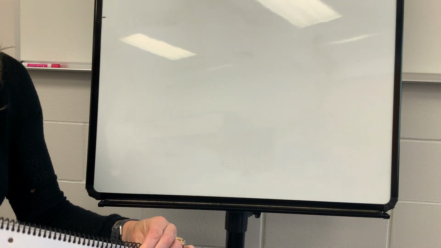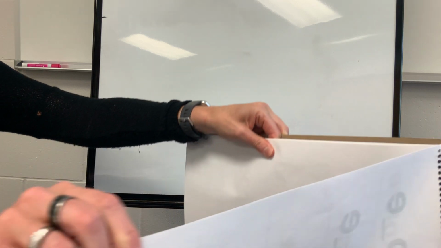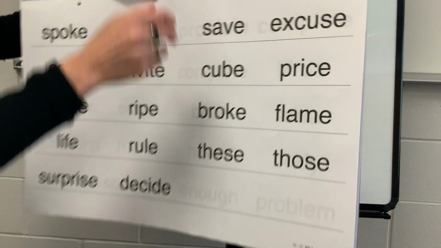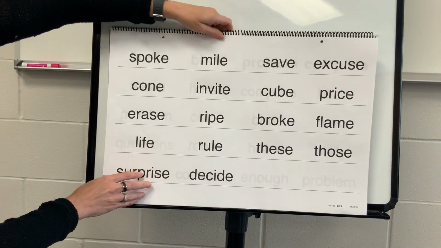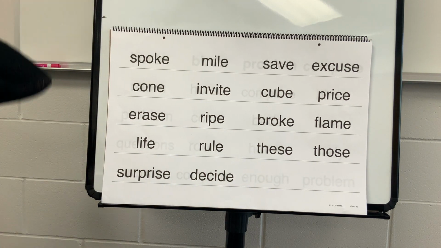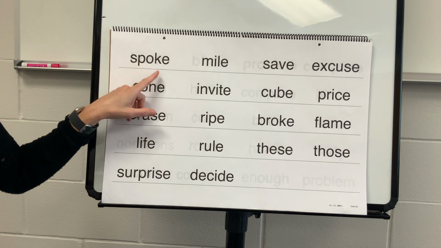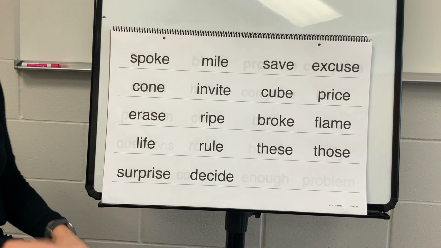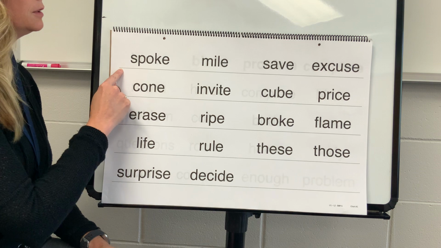Now we will practice our spelling words for this week. Pause the video to get your paper and pencil or marker board and marker. These spelling words this week all have the long vowel sounds in them. They have the vowel consonant E pattern. Let's read our chart.